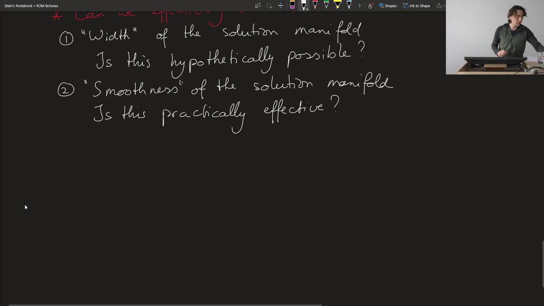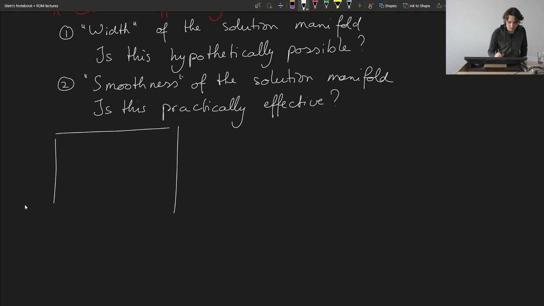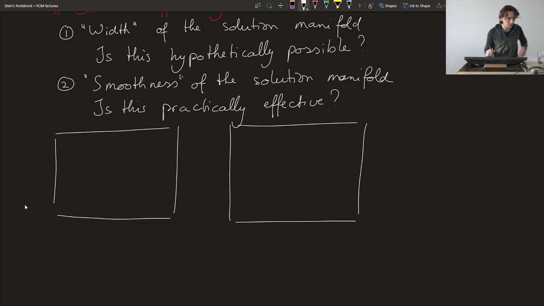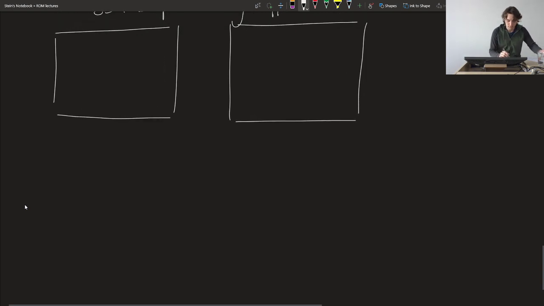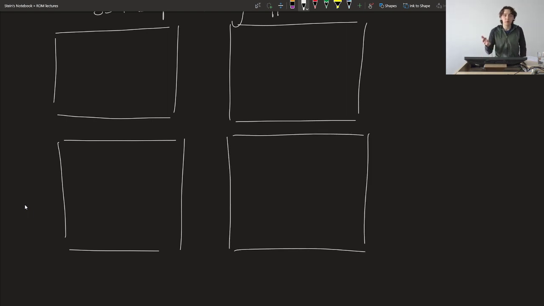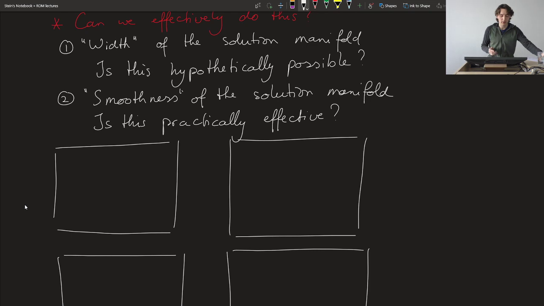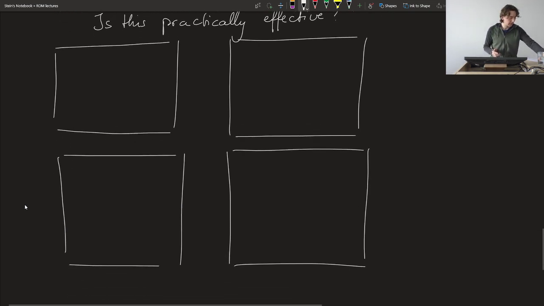So let's try to visualize this a little bit, and I'll draw a couple of graphs. I think I'll draw 4. And I'll draw different solution manifolds in each of these graphs to get an idea of what that might look like, what that really is. And then I'll address these questions. Is this wide? Is this not wide? And is this smooth or not?